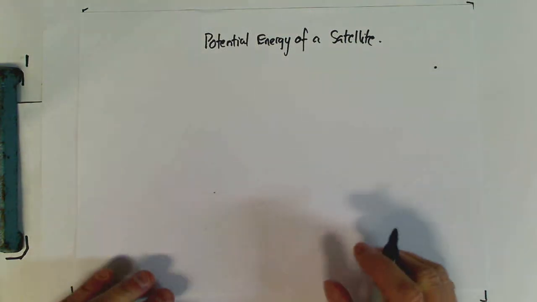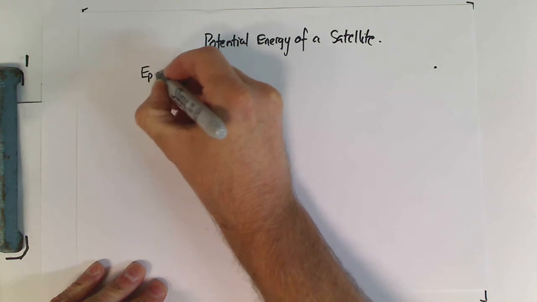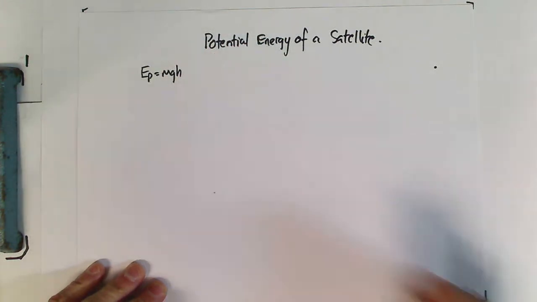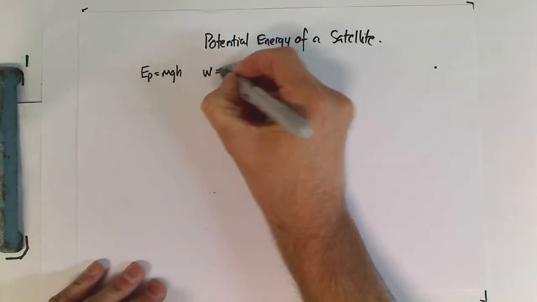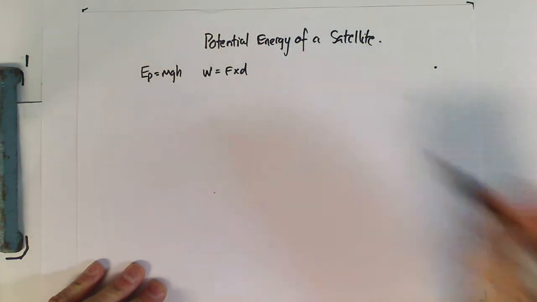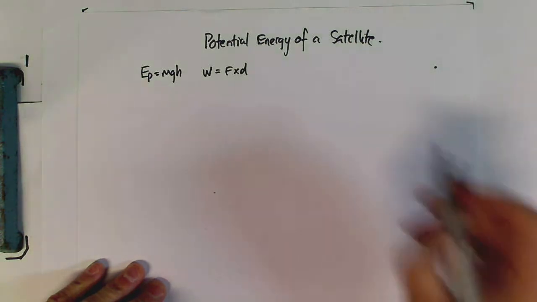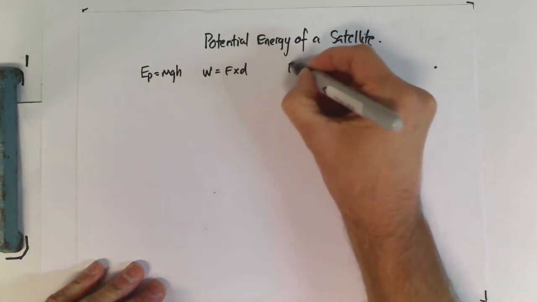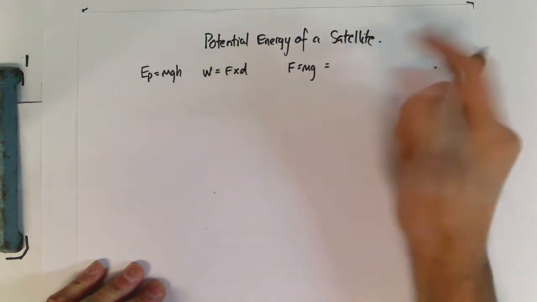Alright, what I want to look at here is something called potential energy. Now, you're all used to potential energy being this formula, EP equals mgh. Now, that formula there, we can look at in terms of work equals force times distance, with force equaling mass times acceleration, which in this case is mg.